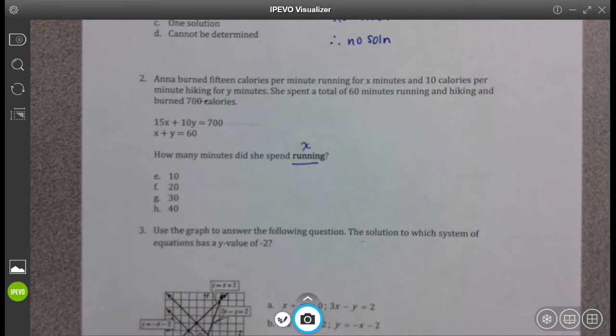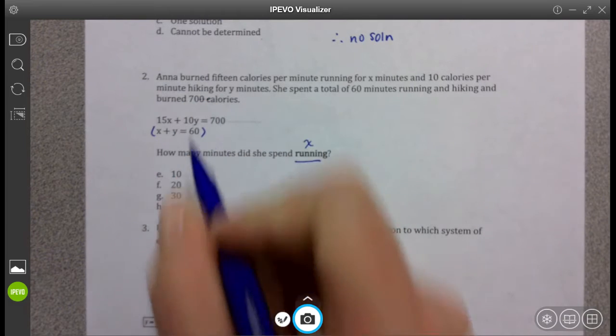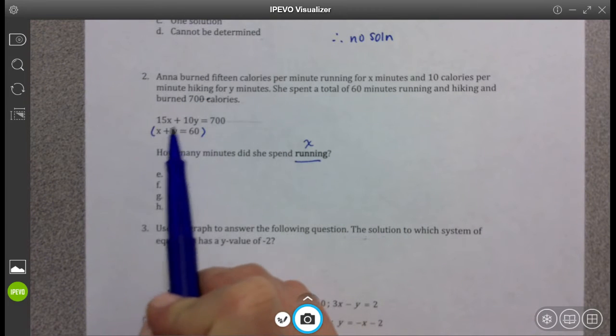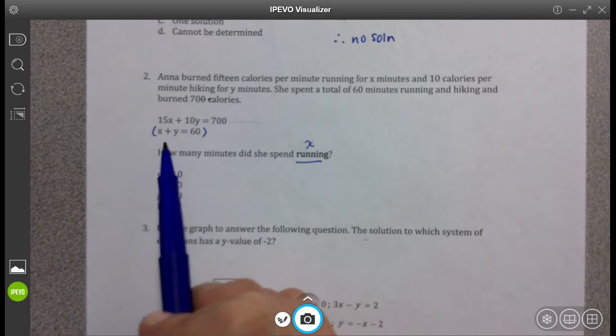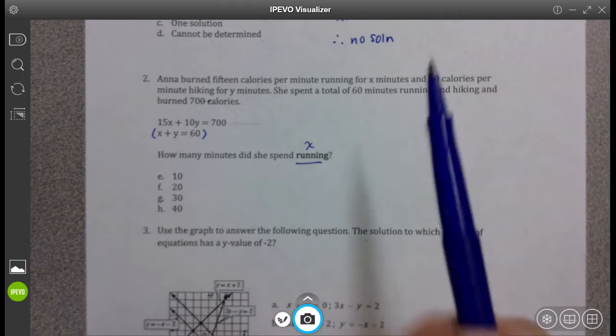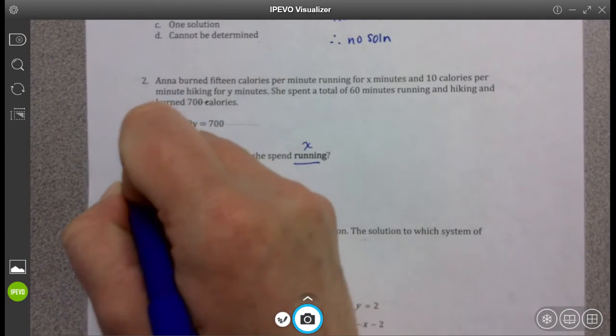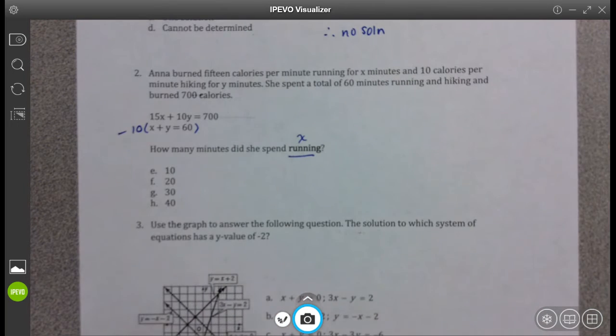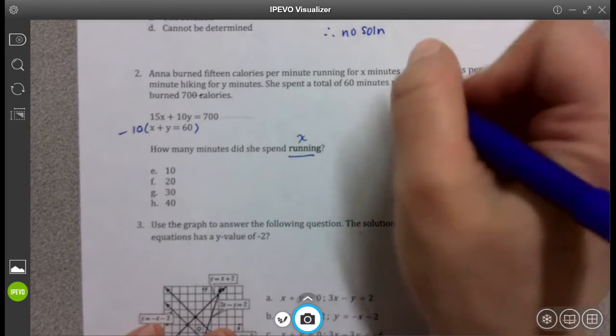So I like elimination. So what we're going to do is multiply the bottom equation. We're trying to solve for X. So I want to get rid of Y. It doesn't matter which one you get rid of. You can multiply by negative 15 or negative 10 to eliminate the Y. It doesn't matter, but I want to eliminate the Y so I can get X. Okay, so the top equation is going to stay the same.